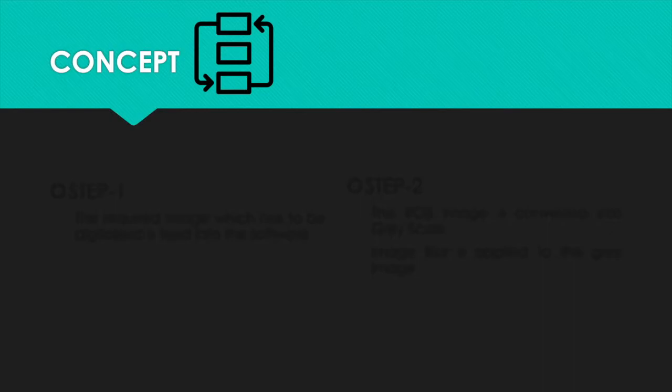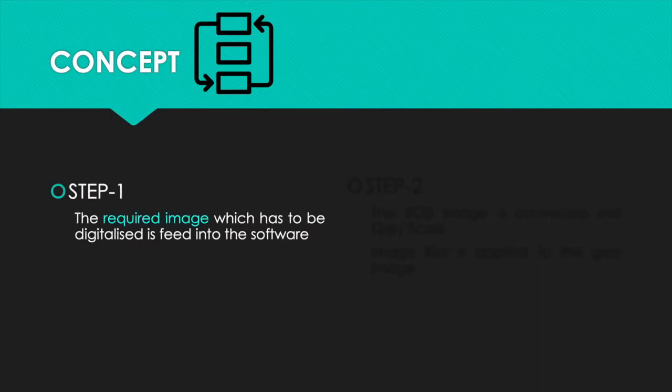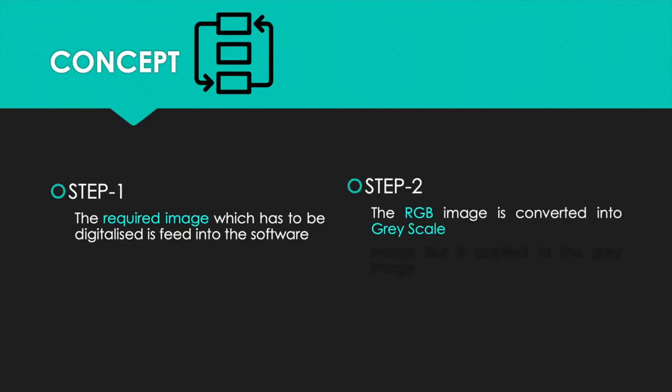So here is the concept. In the first step, if the image dimensions are on the higher side, you might prefer to scale it down for faster processing and resize it in the current window. So we need to load the required image to the software. In the second step, to reduce any color noise, we convert color images to gray images.